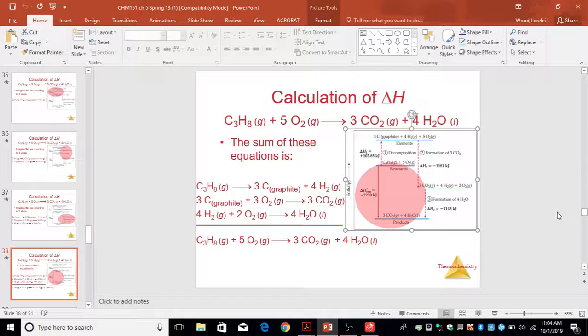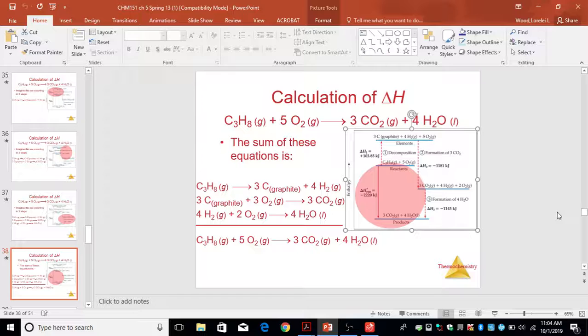Guess what? There's another way to calculate this. If you use the heat of formation values, the delta heat of formation not values, how would I calculate the enthalpy of this reaction if I just had these values and I didn't have the steps? Appendix C. And I would say, okay, the enthalpy of the products, right, minus the enthalpy of the reactants.